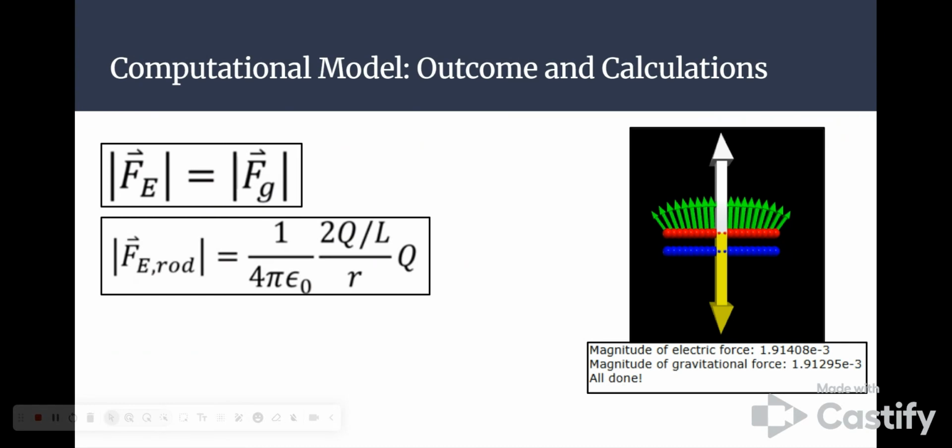Our computational model uses these two equations right here, and the outcome over here, as you'll see, the magnitude of the electric force, 1.91408 times 10 to the negative third, and the magnitude of the gravitational force, 1.91295. We are right in the ballpark of being equal, which is exactly what we wanted. Our green arrows show that the electric force of the tape on top goes up and out, and our vectors are included, which is amazing.